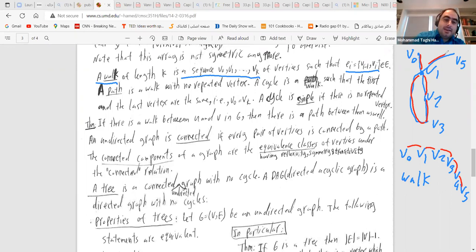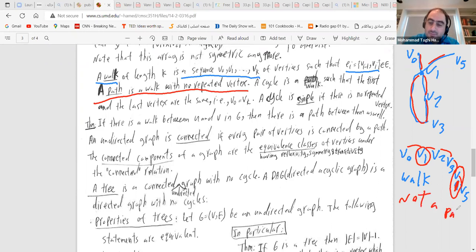Now, a path is a walk with no repeated vertex. Here, as you will see, v0, v1, v2, v3, and after v3 is v1. So there is no v4, this is just v1. So here, vertex v1 is repeated twice. So this is a walk, but not a path. A path is a walk with no repeated vertex. So that is very important.